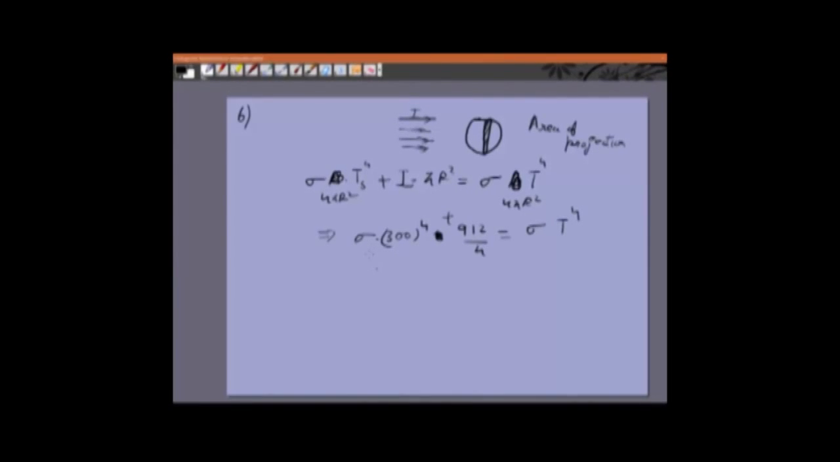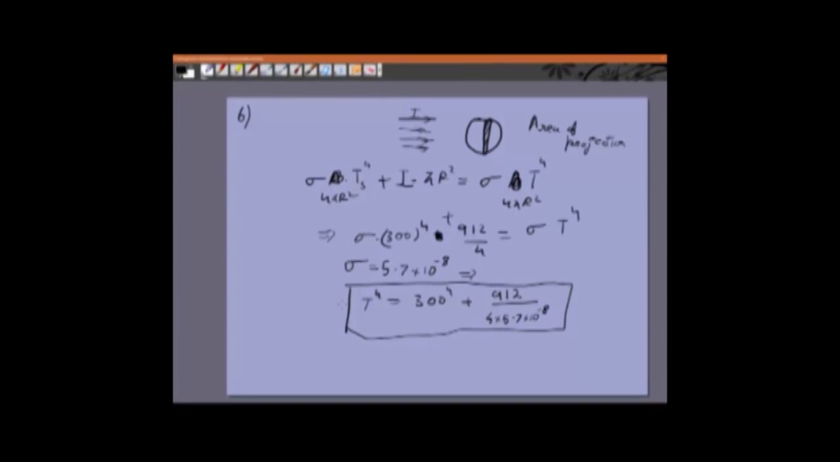The value of sigma is given to be 5.7 into 10 to the power minus 8. So from that you can get T to the power 4 is equal to 300 to the power 4 plus 912 by 4 into 5.7 into 10 to the power minus 8. To be very honest, you don't need to solve it too much because the options are quite far apart: 330, 660, 990 and 1550. And if you solve this, you'll see that T comes out to be around 350.